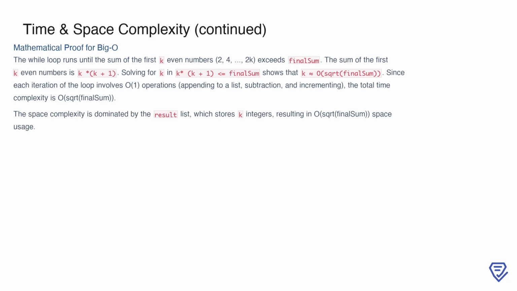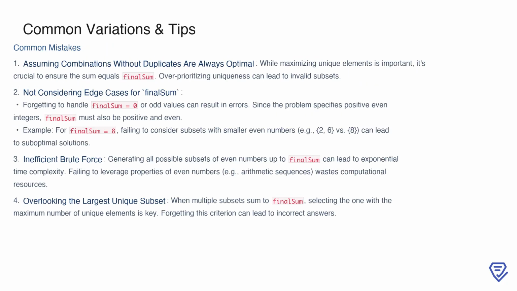During each iteration, operations like appending to a list, subtracting values, and incrementing variables all take constant time, O(1). Therefore, the total time complexity of the solution is O(sqrt(final sum)). Similarly, the space complexity arises from the result list, which stores k integers, confirming that the space complexity is also O(sqrt(final sum)). When tackling this problem, there are a few common mistakes to watch out for.